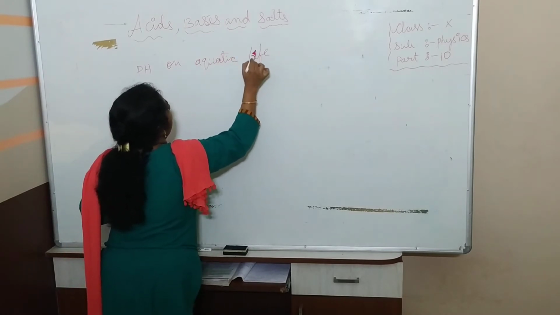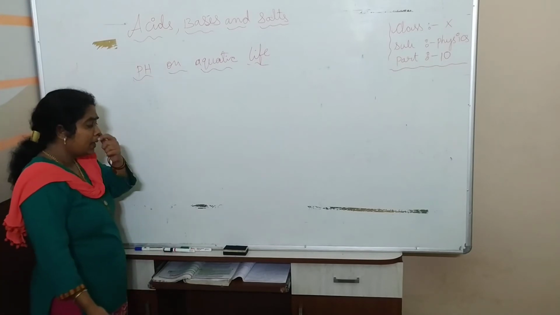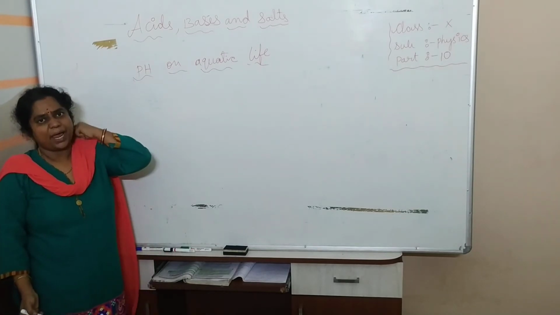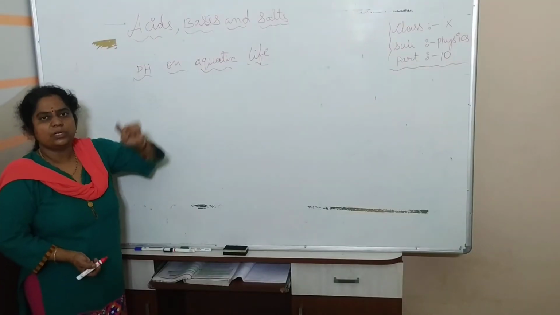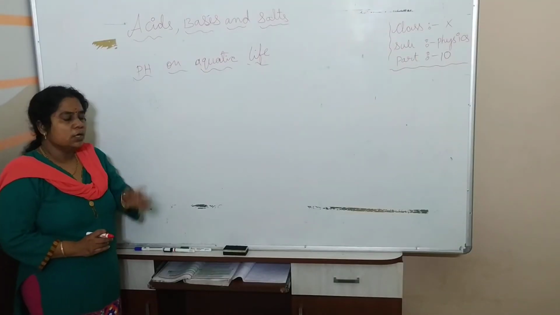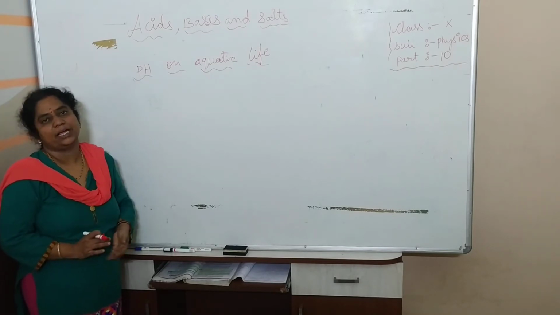Water. The animals or the plants which are living in the water are called aquatic animals or aquatic plants. That is called aquatic life. The flora and fauna which live in water is called aquatic life, isn't it? So now we are going to see how pH is affecting the aquatic life.